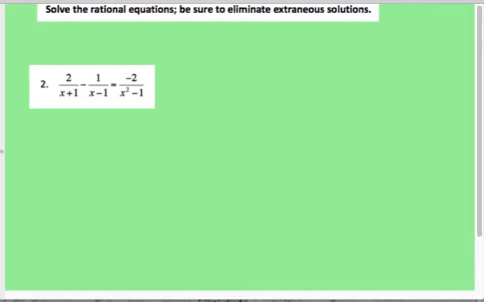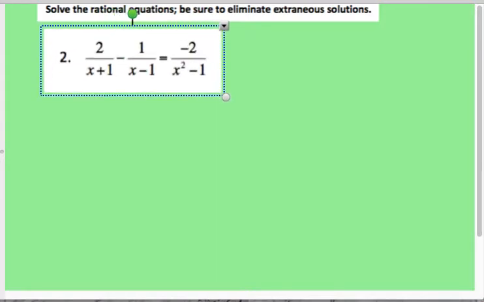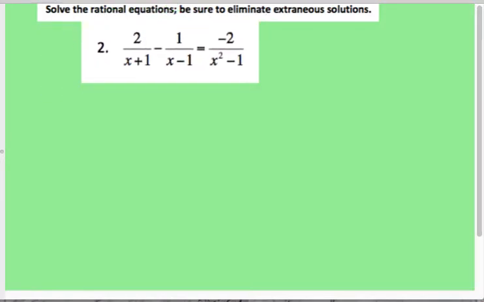Extraneous solutions, once again, we got to factor this bad boy and break it down. The only factor I'm going to be doing is this, and I'll do it up here. X squared minus 1 is x plus 1, x minus 1. Here we have an x plus 1, here we have an x minus 1. Here we have both an x plus 1 and an x minus 1.